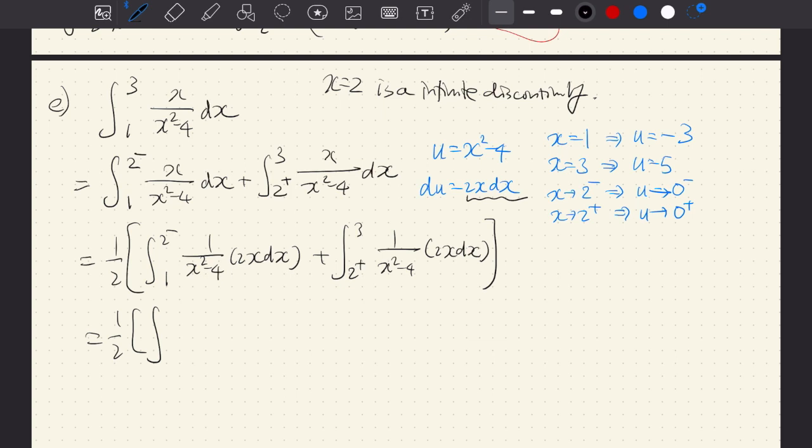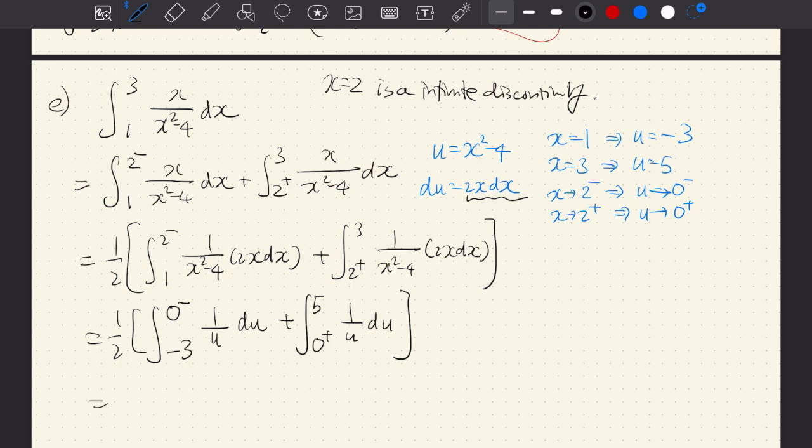So when x equals 1, u goes to -3. When x goes to 2 from the negative side, u goes to 0 from the negative side. And here for the integrand, we have 1 over u. And the differential, we have engineered it so that it is equal to du. For the second integral, the lower limit of integration, when x is going to 2 from the positive side, u is going to 0 from the positive side. And when x is equal to 3, u is equal to 5. And the rest is the same as the first integral, okay?